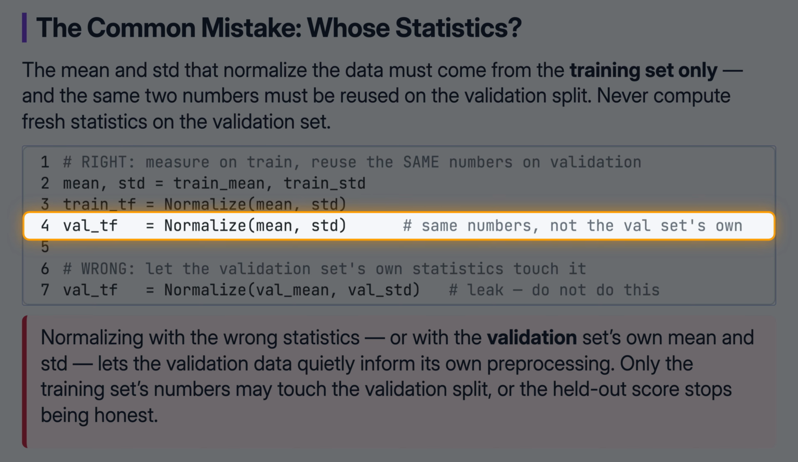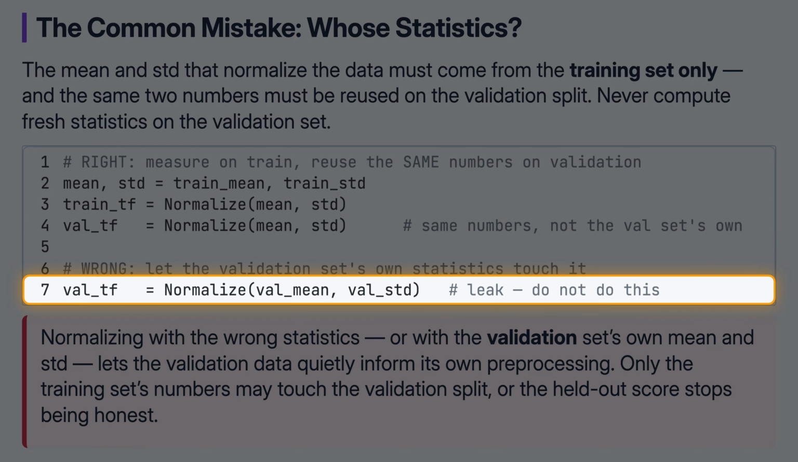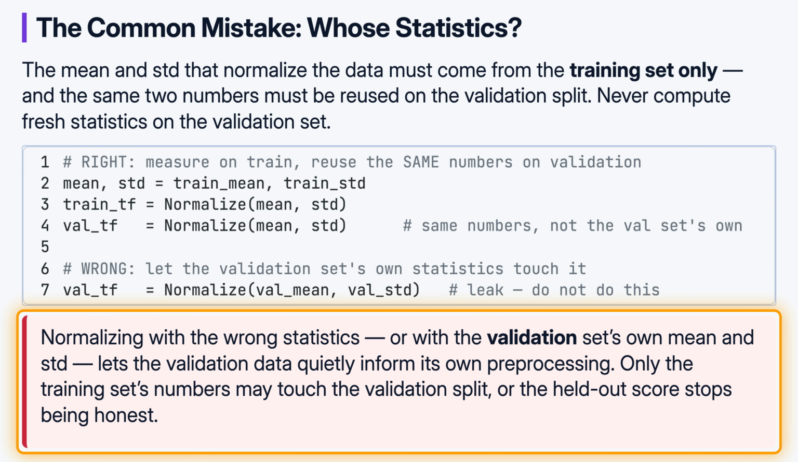One more thing, and it is the mistake to avoid. The mean and standard deviation that normalize the data have to come from the training set only. You measure them once on the training split, then reuse those exact same numbers on the validation split. The wrong way is to compute fresh statistics on the validation set. That is a leak. The validation data has now shaped its own preprocessing, and its score is no longer honest. So the rule is simple. Only the training set's numbers may touch the validation split. Measure on train, reuse on validation, never the other way around.